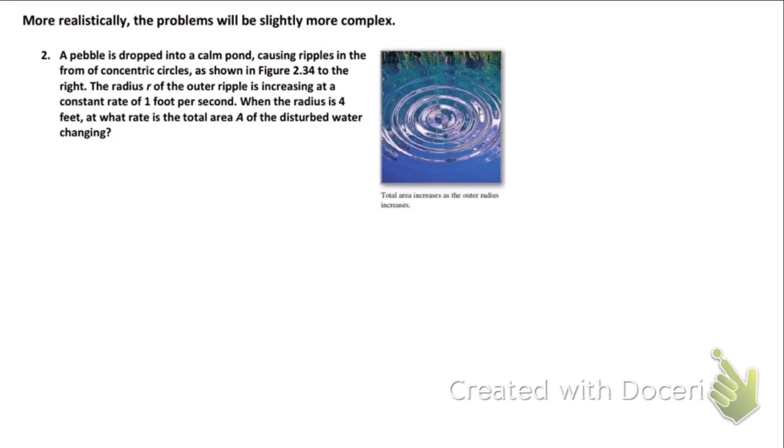So we drop a pebble into a pond and ripples go out, forming circles. The radius of the outer ripple is increasing at a constant rate of 1 foot per second. This is sounding like a word problem. When the radius is at 4 feet, now that means the instant it is at 4 feet, what is the total area rate of change? Okay.